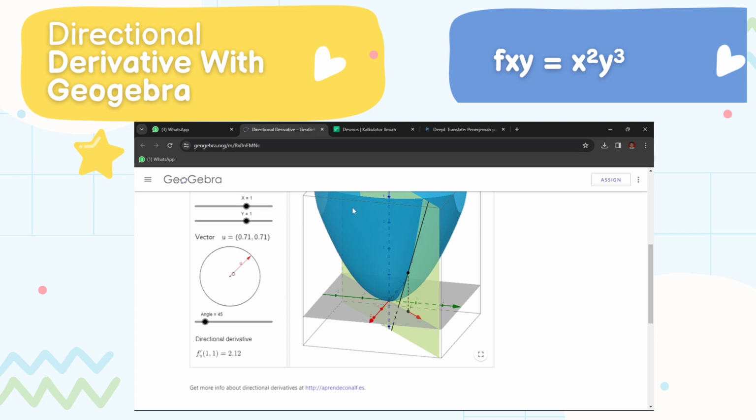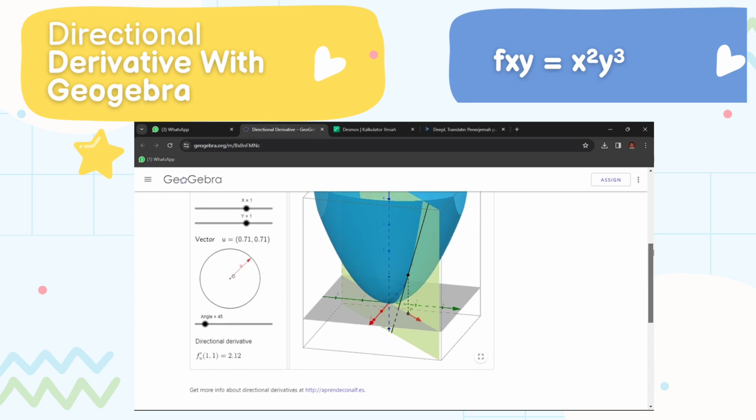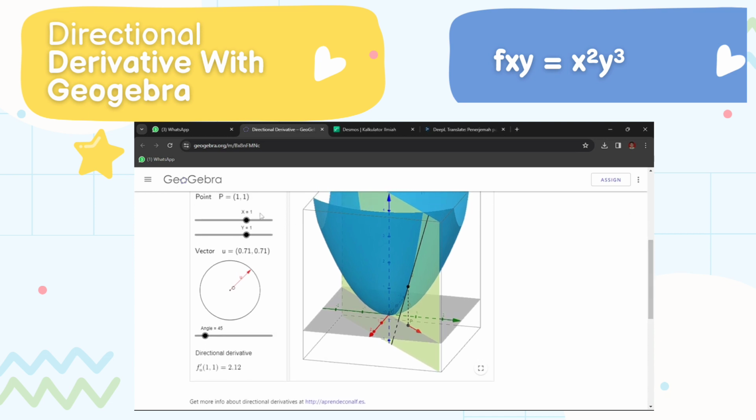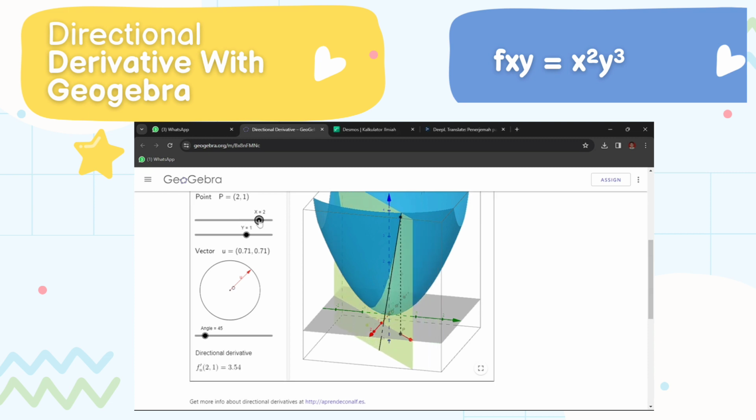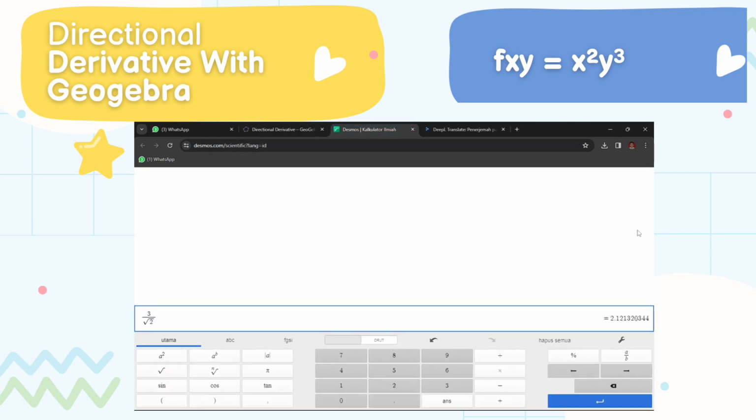So this one is the GeoGebra site, and we insert the point P, which is (2,1), and we determine that the vector U, which is already calculated, is 0.71 and minus 0.71. This is the result of the directional derivative, and this is the decimal, and this one is the fraction result, which is the same as calculated before.